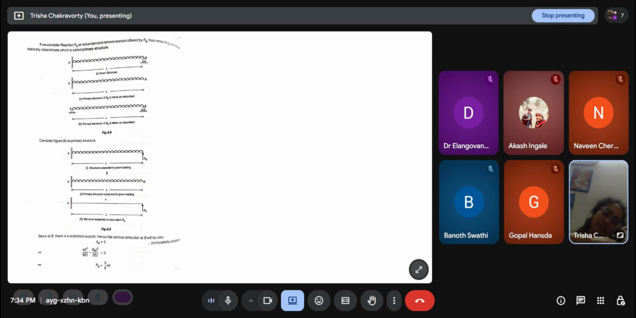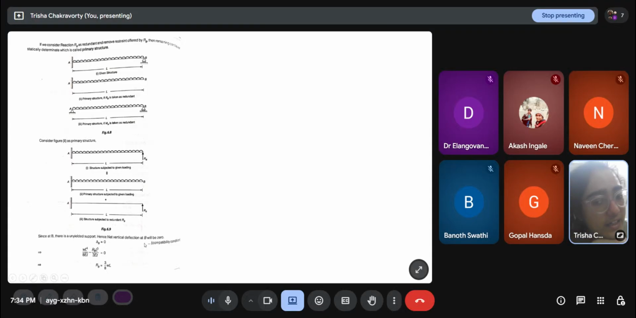Some deformation is generated. Now I say that I have another structure where there is no load, but where there is an upward force applied at the tip, and it is deflected upwards. So the downward deflection in the cantilever and the upward deflection in the second structure have to algebraically add up to zero. Since at B there is an unyielded support, the net vertical deflection at B will be zero. This is the compatibility condition.